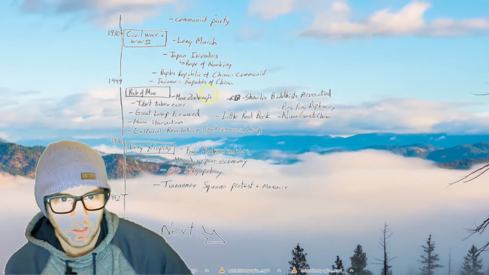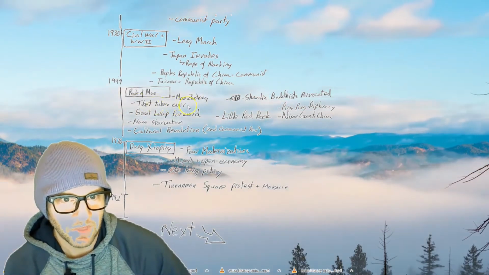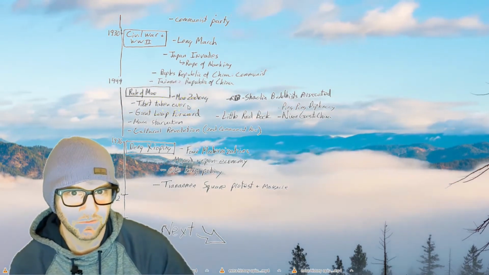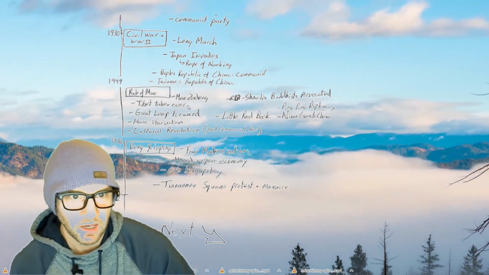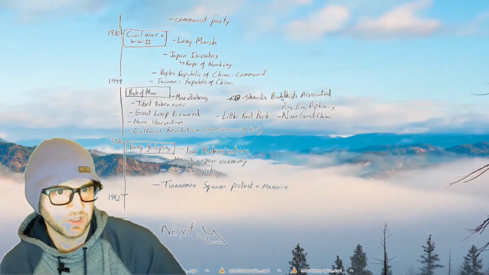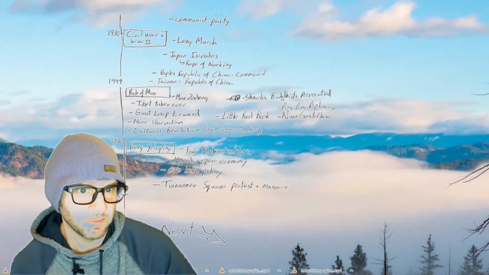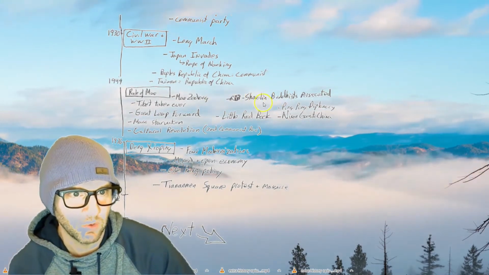And one of the first things they do is take over Tibet, the country of Tibet. Tibet has not been free. They have been a part of China since the early 50s. The Shaolin Buddhists were persecuted, as they were seen as incompatible with communism at this point.